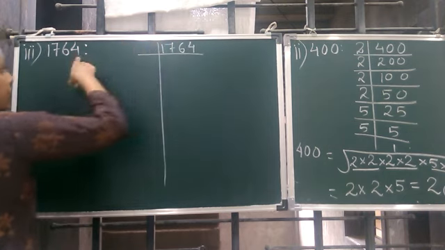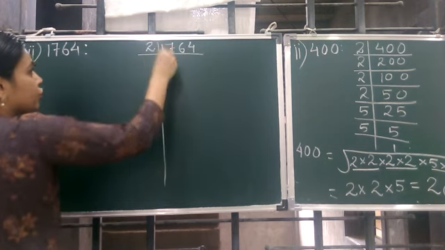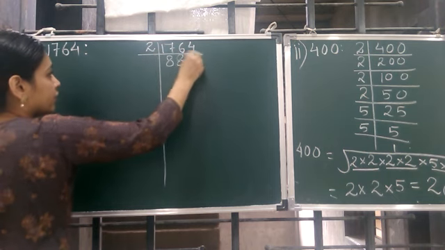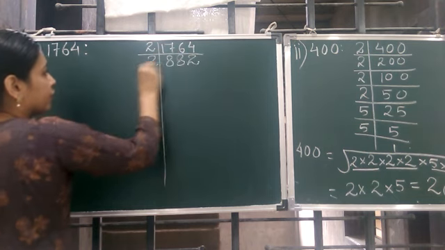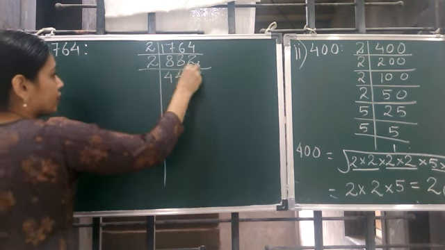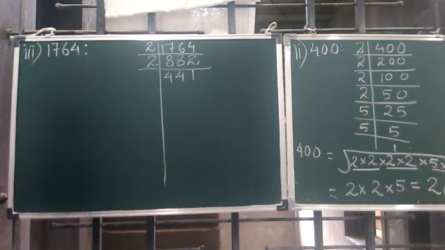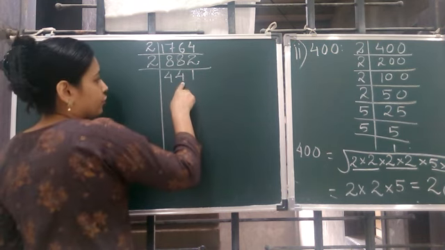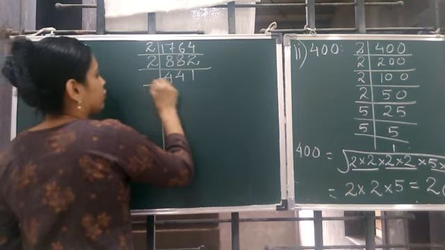Last digit is even, so we start with 2. 2 8s are 16, 1 carry over, 2 8s are 16, 2 2s are 4. Again it will go by 2: 2 4s are 8, 2 4s are 8, 2 1s are... now it won't go by 2. So let's check whether it goes by 3. 4 plus 4, 8 plus 1, 9, yes it will go by 3.